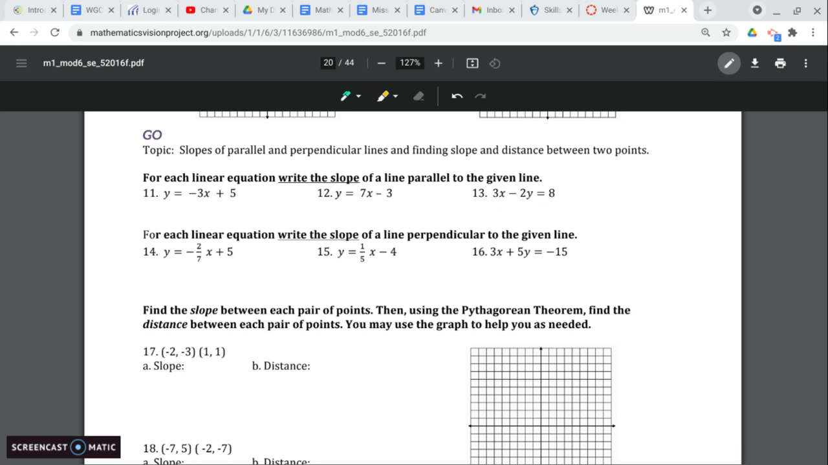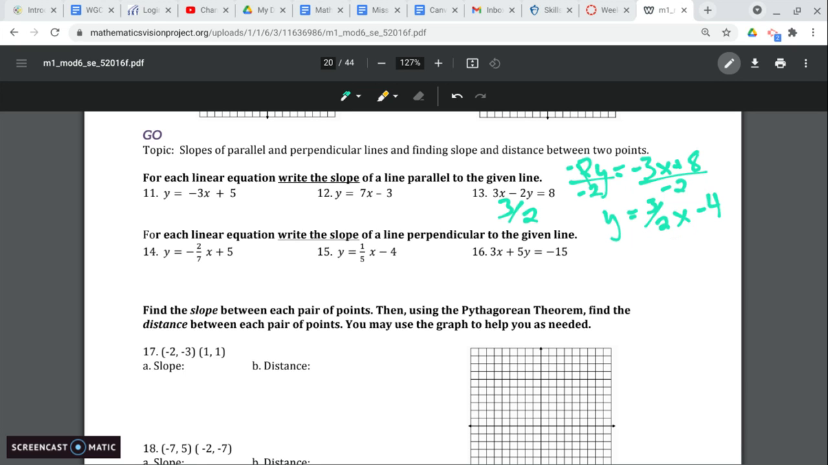So we'd subtract 3x, so we'd have negative 2y equals negative 3x plus 8, then divide by negative 2. So we'd have y equals 3 over 2x minus 4. The negatives would cancel each other. So the slope would be 3/2. You literally just have to find what the coefficient is on the x.